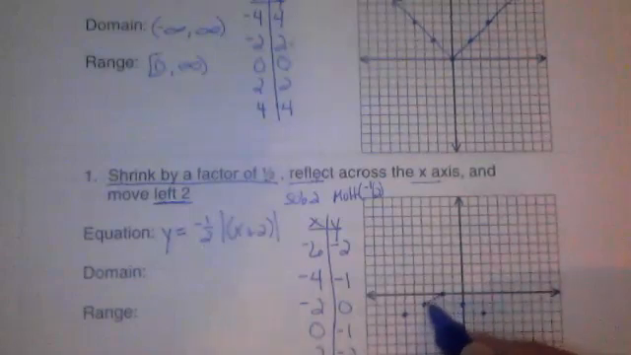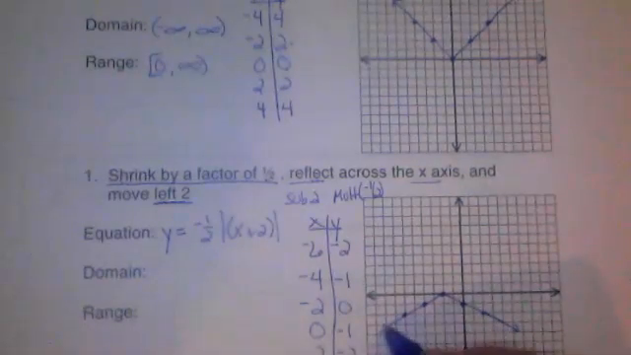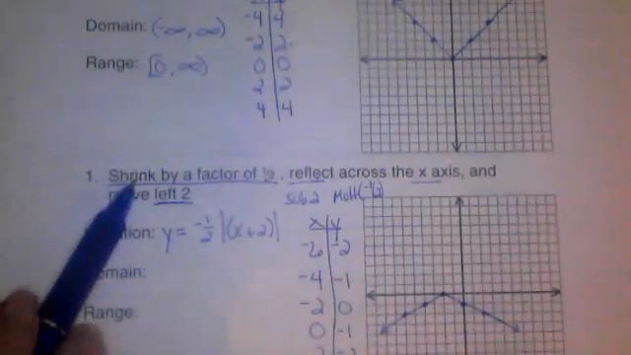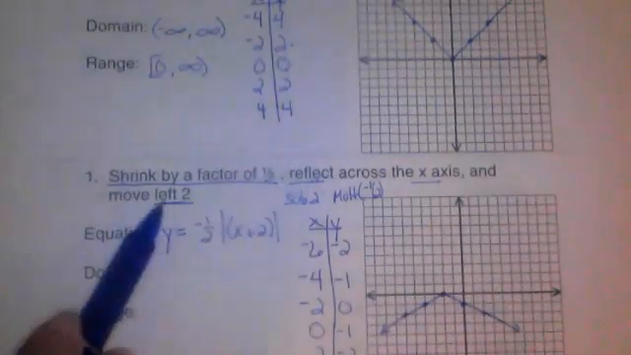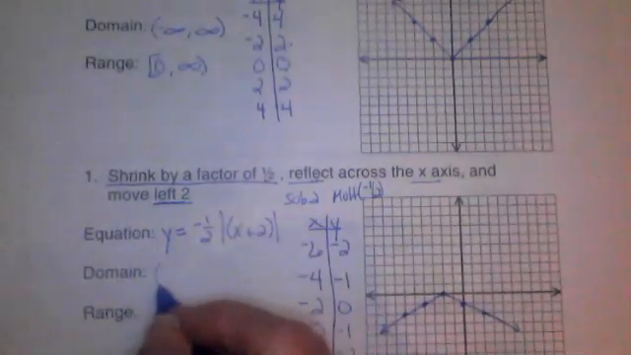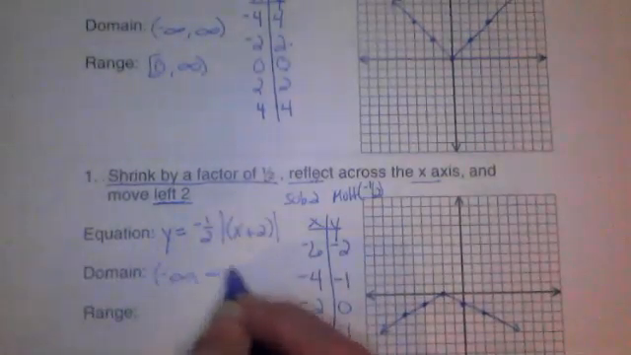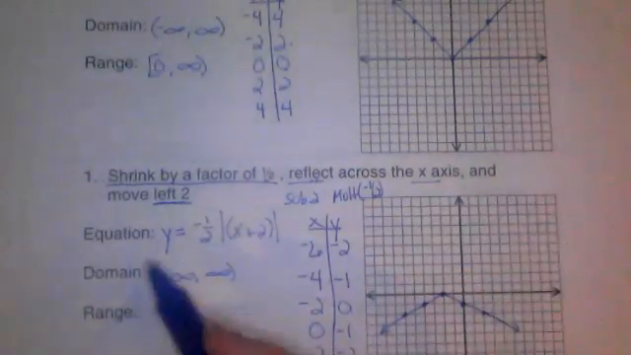And so our new graph is a shrink of 1/2 reflected across the x-axis and shifted to the left. So our domain is still going to be negative infinity to infinity, but our range now starts at the bottom at negative infinity and goes up to 0.